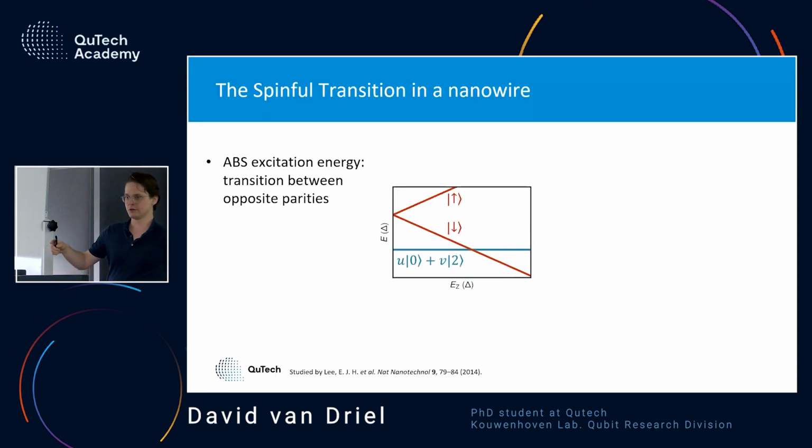Keep in mind what I just showed you. You apply a field, the doublet splits. Here you see the same thing, but then in an energy diagram. Y-axis, energy, x-axis, Zeeman, singlet, unperturbed, doublet, splits.